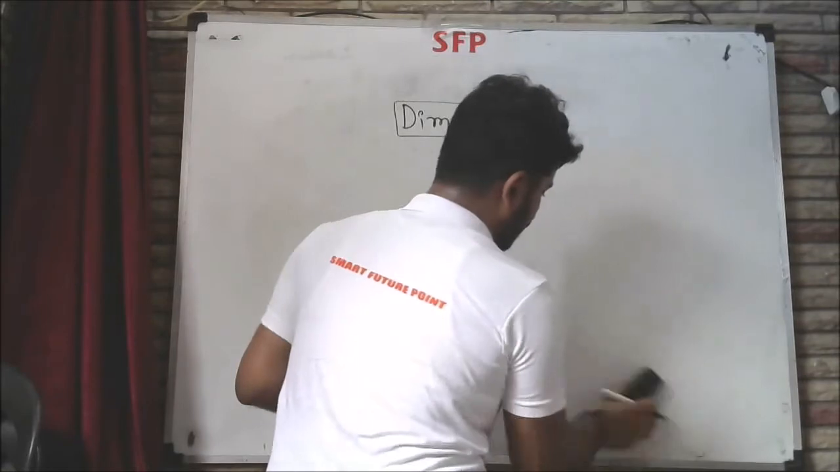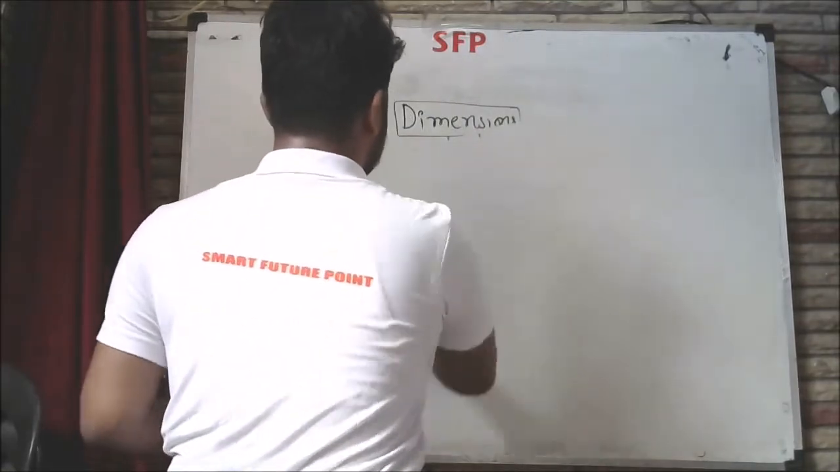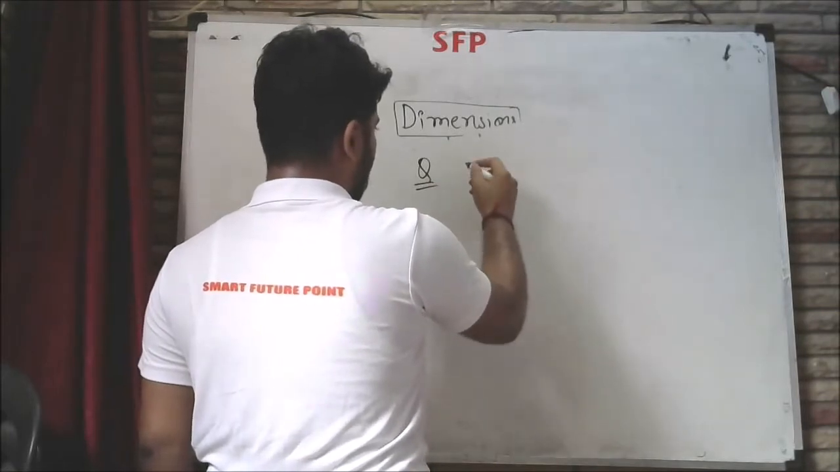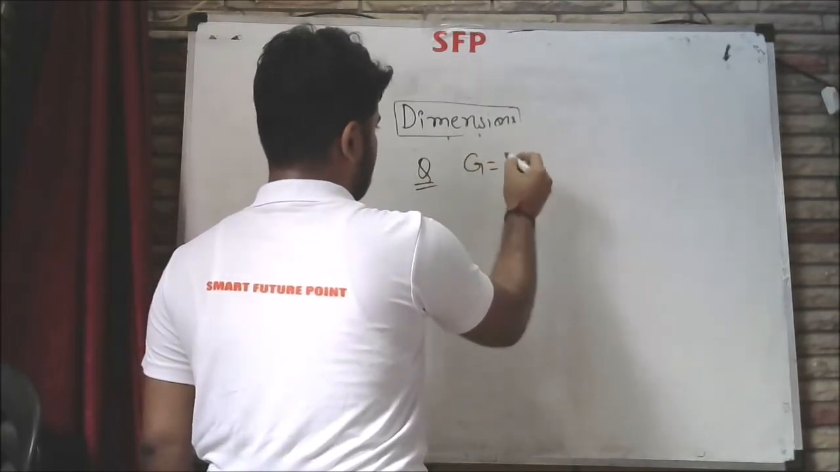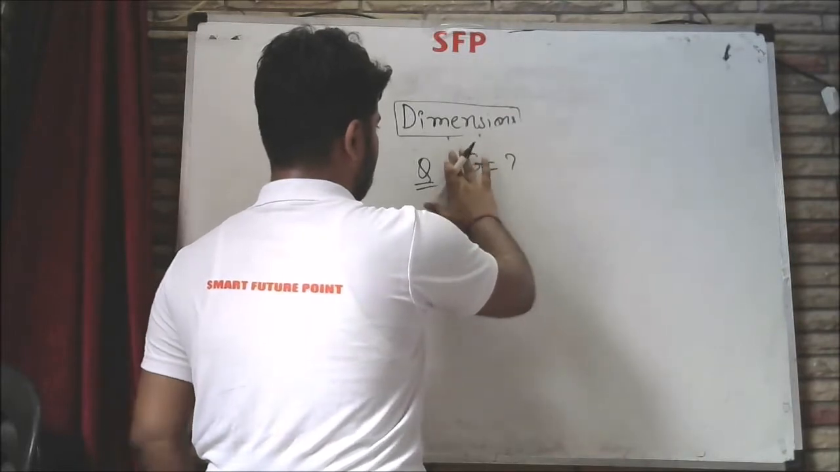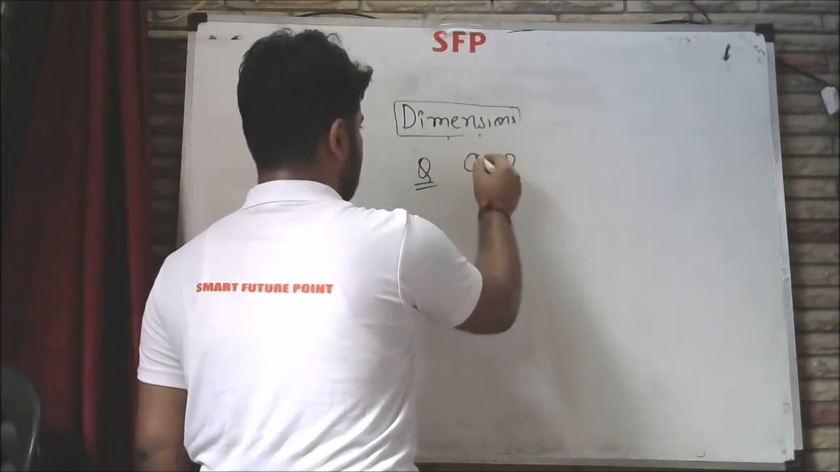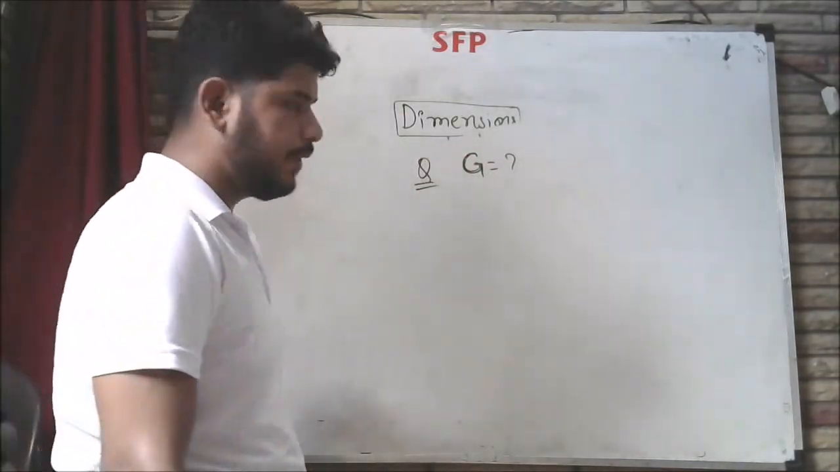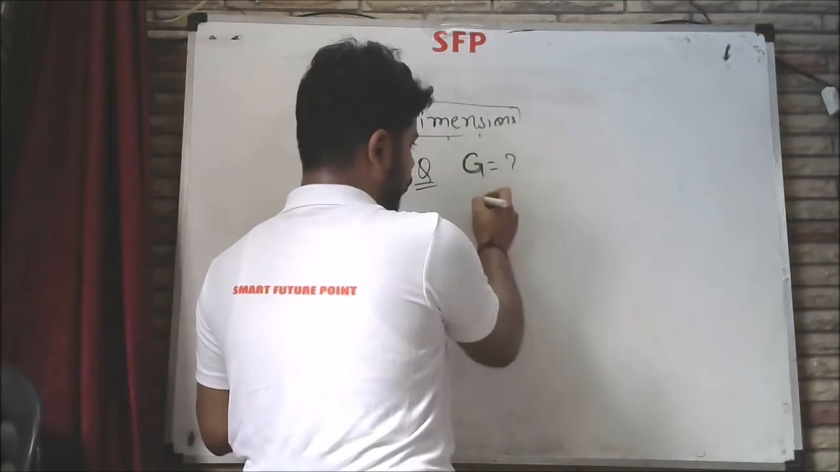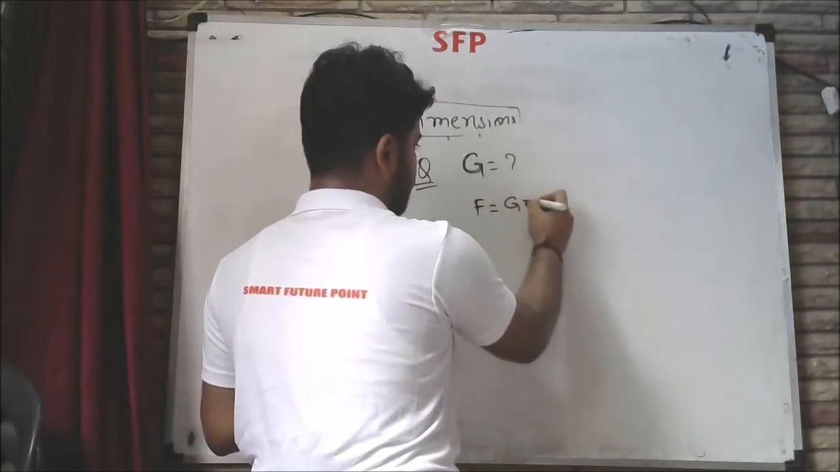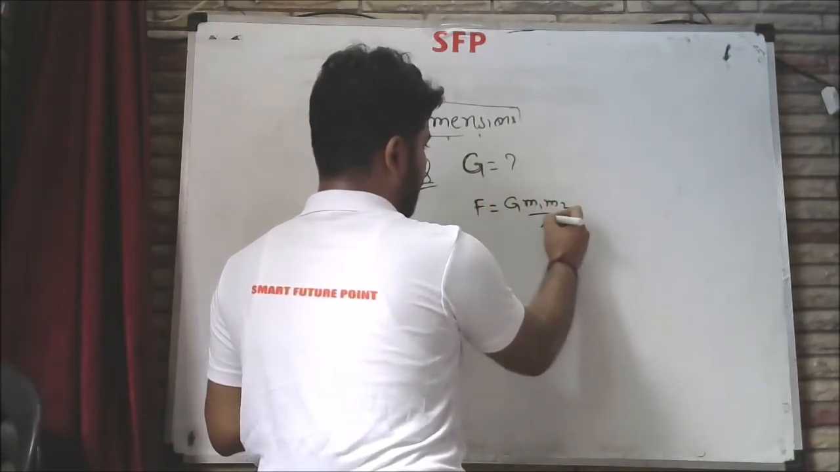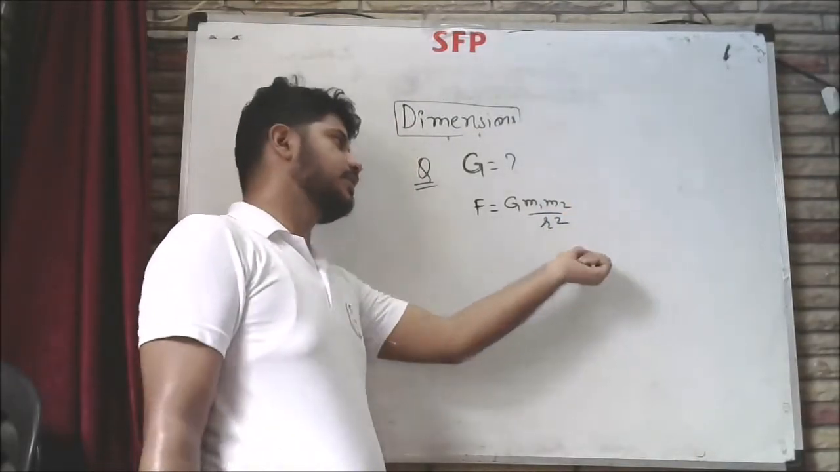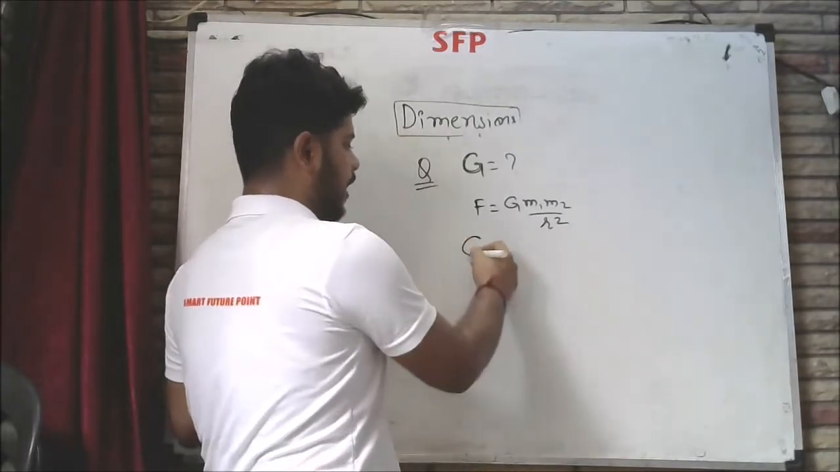Now I am going to give you some questions that you have to find yourself, then I will give you the solution. You have to find the gravitational constant. What will be the dimension of this gravitational constant? So you know the gravitational force is nothing but G m1 m2 by r square, where m1 and m2 represent mass and r is the distance. What will be the value of G?